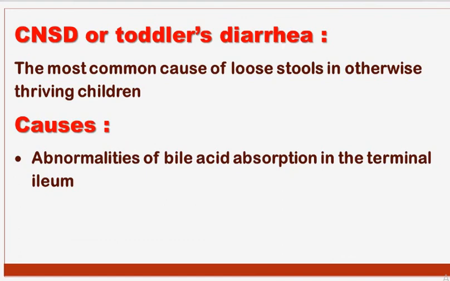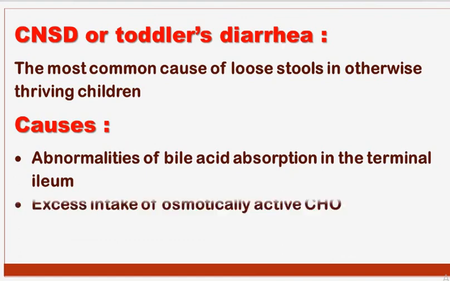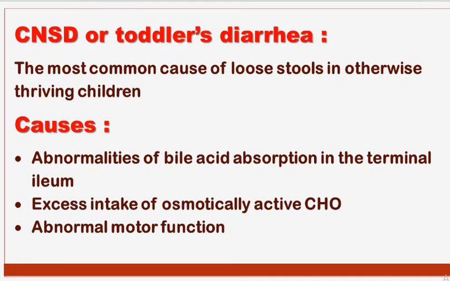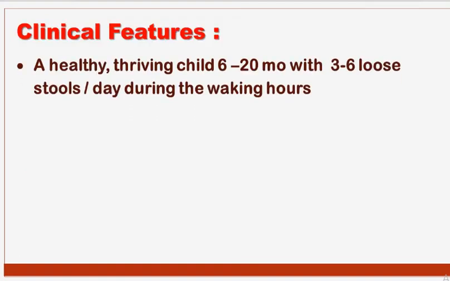Maybe abnormalities of bile acid absorption in the terminal ileum may cause it, or excessive intake of osmotically active carbohydrate. They take juice or fruits in general. It may cause hypermotility or loose stool, or abnormal motor function. It may be a problem related to the motor function of the GIT. Now, the clinical features: the baby is thriving well, normal, healthy, and his age, of course, is between 6 and 20 months, so that's why we say it is toddler diarrhea.